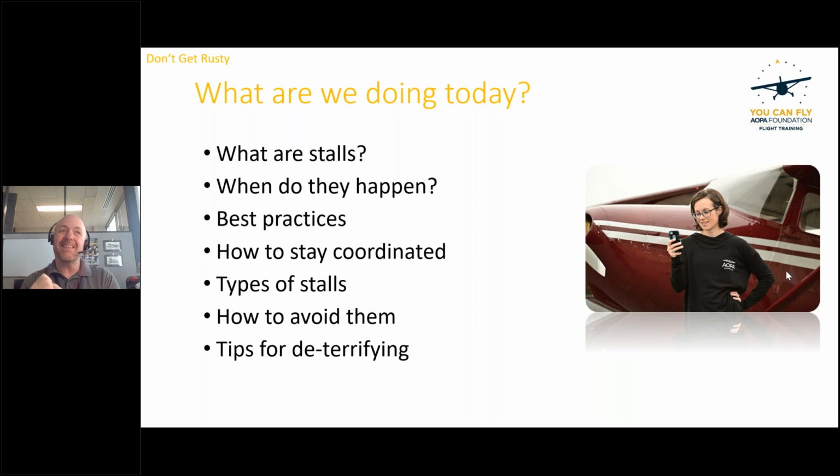We'll talk about when they can happen. The key part here is I'm going to talk about best practices in not only doing training in stalls, but also to help you prepare to deal with them if they were to happen inadvertently. How to stay coordinated, I'm going to talk a bit about that, the types of stalls, how to avoid them, and then finally at the very end, tips for deterrifying stalls.